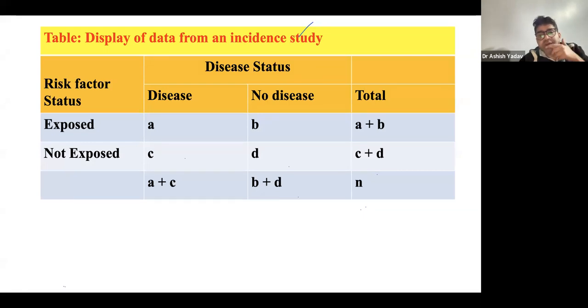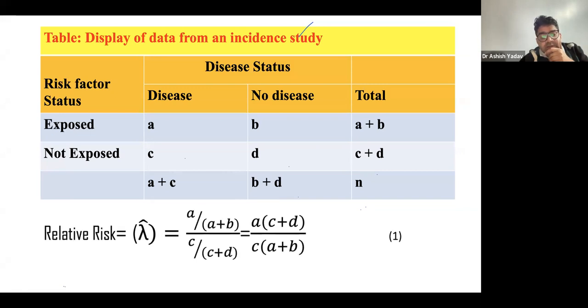There is a display of data from an incidence study. Incidence study means it's a longitudinal study and we are getting new cases. In that case, relative risk, as we have seen, is the risk in the exposed group. So this is our exposed group. In the exposed group, what is the risk? It is A, the diseased, divided by the total number of individuals who are exposed. So the number at risk is A plus B, and the risk is A divided by A plus B.